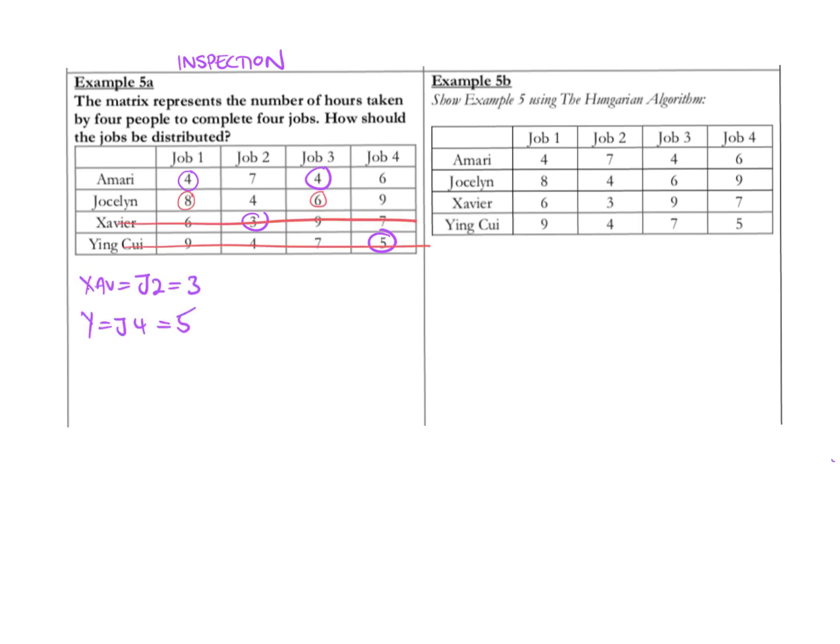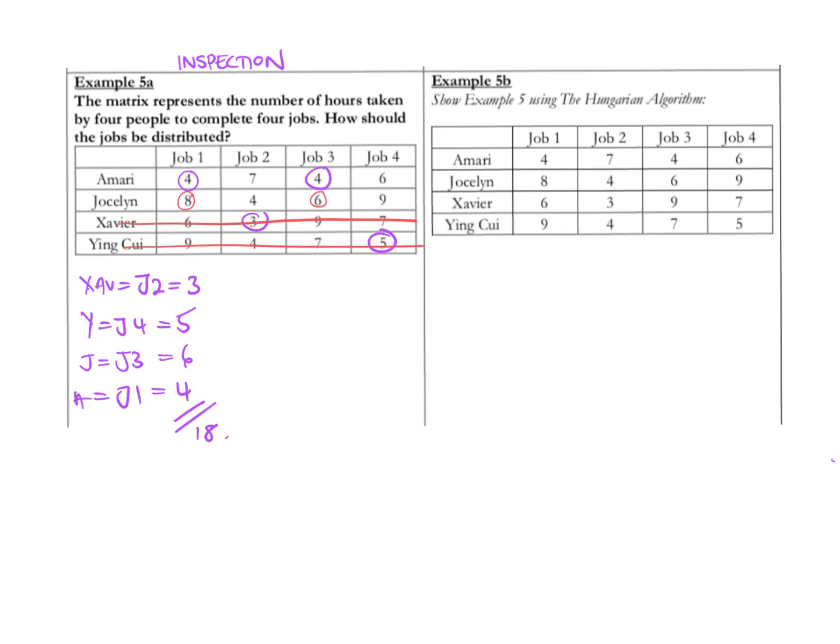All right, so we got up to here and Amari did the last 2 jobs. So we looked at Jocelyn underneath, and Jocelyn does job 3 quicker. So we're going to give Jocelyn job 3, which took him 6, and we'll give Amari job 1 that took 4. And then we'll total that up and we get 18.